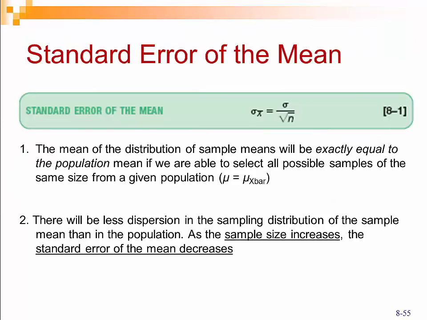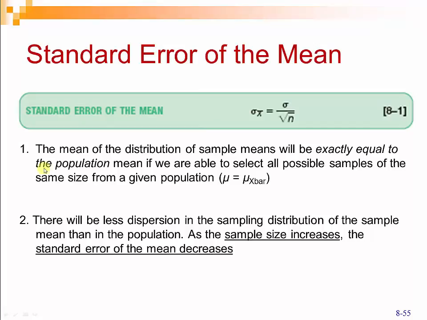Now I'm going to quote from page 285, and this is to talk about the standard error of the mean. It can be demonstrated that the mean of the sampling distribution is the population mean. That is, mu sub x bar equals mu. And if the standard deviation in the population is sigma, the standard deviation of the sample means is sigma divided by the square root of n, where n is the number of observations in each sample.